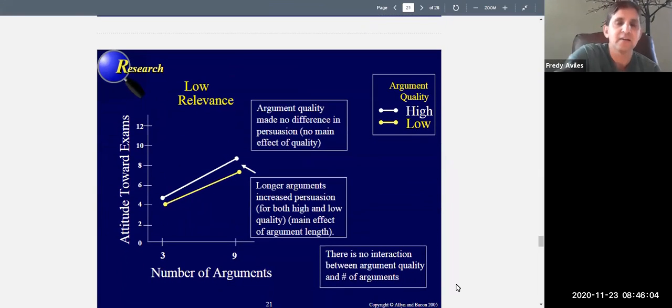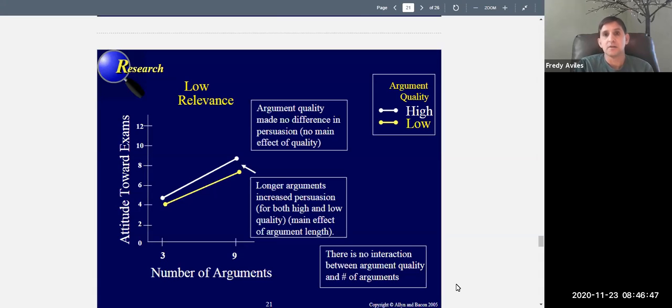So here's a graph giving you the results of the low relevance condition. So when students were told, hey, these won't take effect for 10 years, you don't have to care that much. That's low relevance. It's not going to affect you. Look at the lines there, right? You have the high quality argument and the low quality argument. Remember, look to find a main effect of quality. Look at the lines, right? Does high quality make a big difference from low quality? Okay, is there a main effect of quality? And you can see that the lines are pretty close together. They're not that spread out.